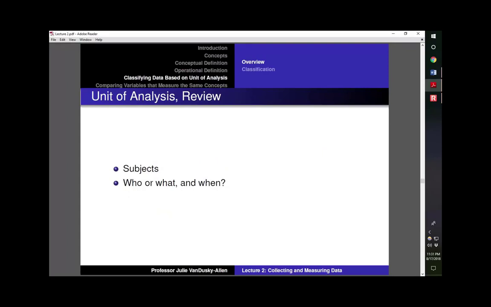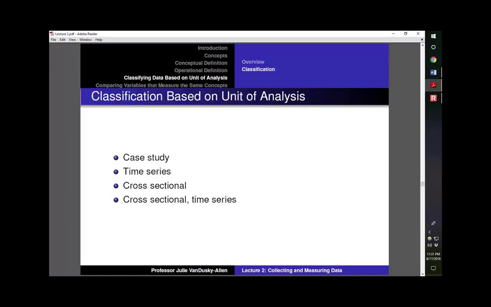After we write our conceptual definitions and collect our data, we can classify what kind of data set we have. This classification will be based on your unit of analysis. Recall that the unit of analysis tells you who or what the variable applies to and when the who or what existed. Based on the unit of analysis, you can classify your data set as either a case study, cross-sectional, time series, or cross-sectional time series.